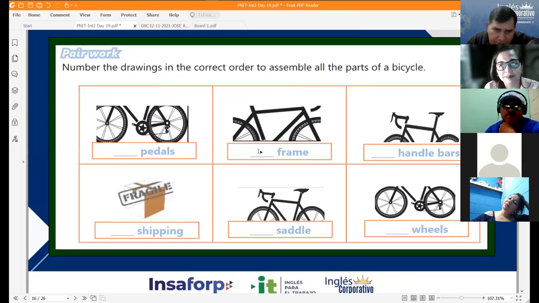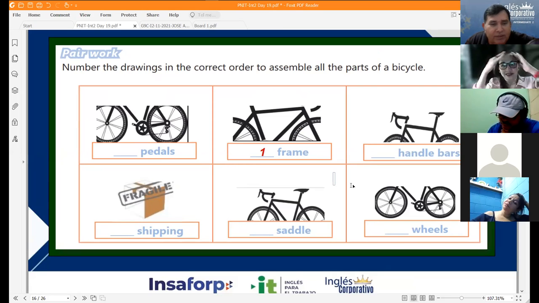Number one is frame. Time to get up, time to wake up. Come on, wake up, people. All right, the next one. What's the second thing that you attach?